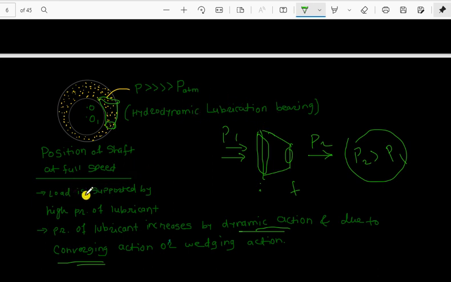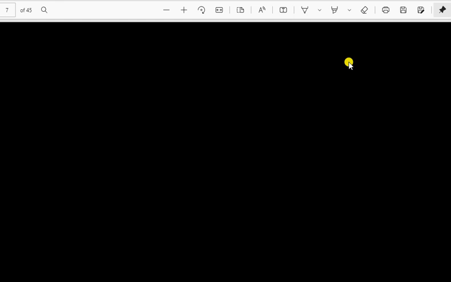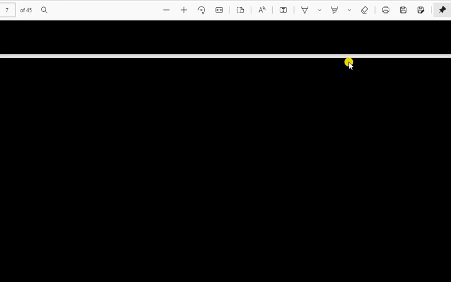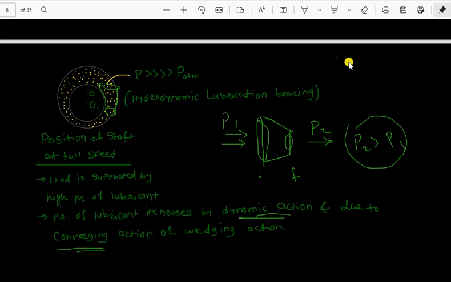Right. Load is supported by the high pressure of the lubricant, and there are two reasons behind this. This was the mechanism of a general bearing. Right. Hope you got the concept of this general bearing and different types of bearing, and what is the significance of this bearing, and a complete idea about their pictorial representation.